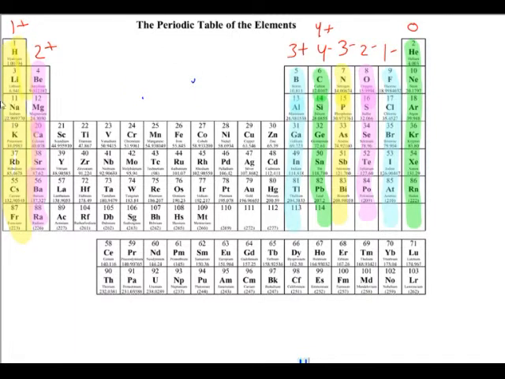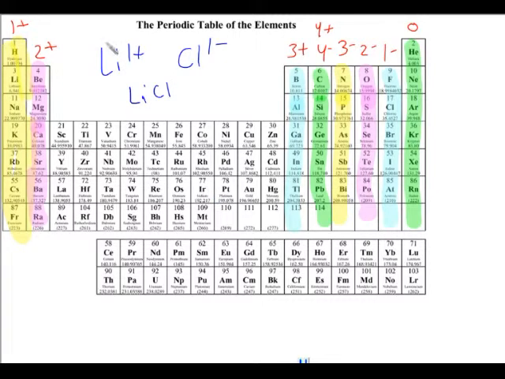We know that everything in group 1 is going to have a +1 charge when it's happy. So lithium is going to be +1 because it has 1 outer electron. It's going to lose the outer electron to become stable. And let's look at chlorine. Chlorine has a -1 charge. And so therefore, these 2 things can link up to form a compound.